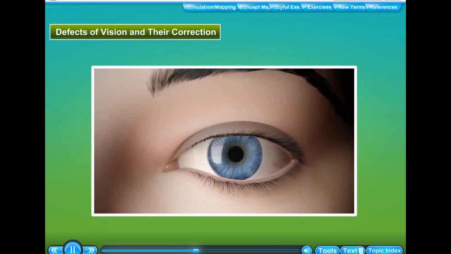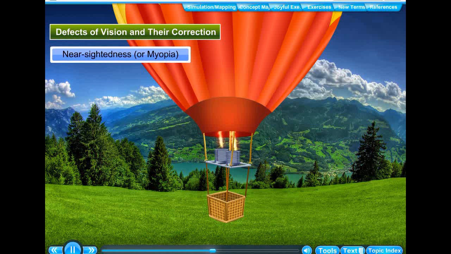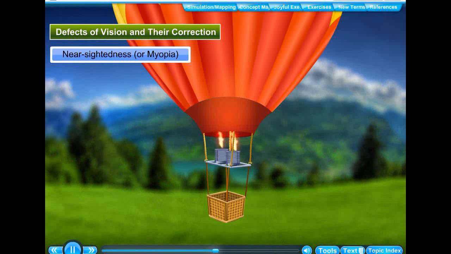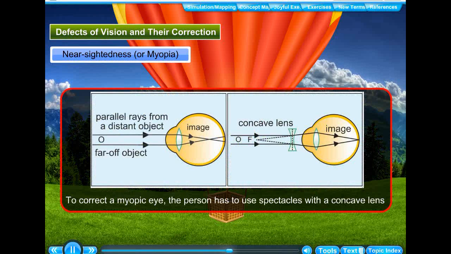Defects of vision and their correction. Sometimes the eye may gradually lose its power of accommodation. In such conditions, the person cannot see the objects clearly and comfortably. The common defects of the eye are the following: nearsightedness or myopia. A person with myopia or nearsightedness can see nearby objects but cannot see distant, far-off objects distinctly. To correct a myopic eye, the person has to use spectacles with a concave lens.